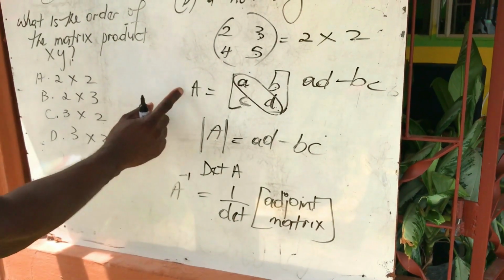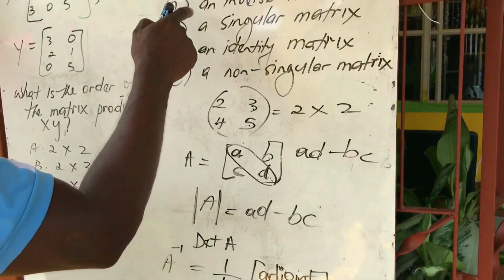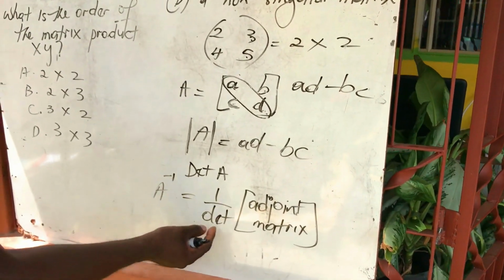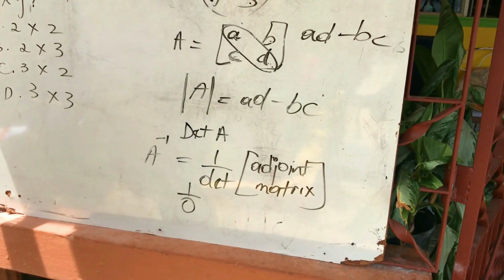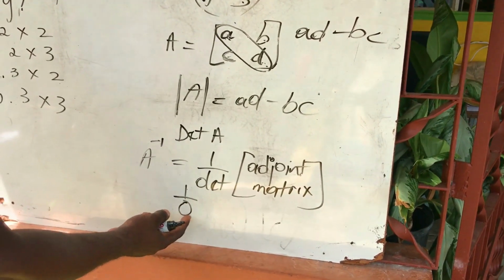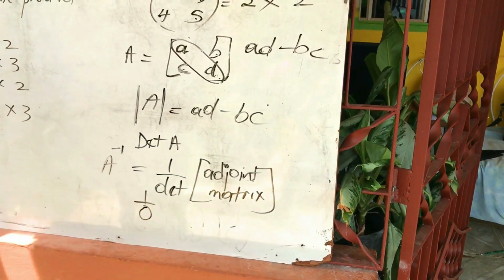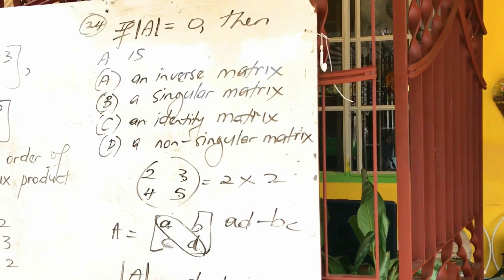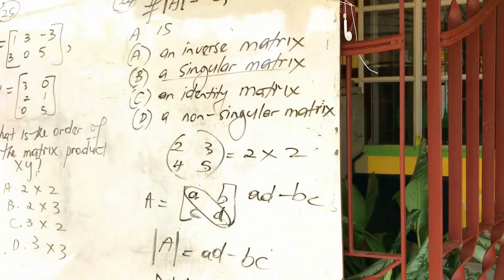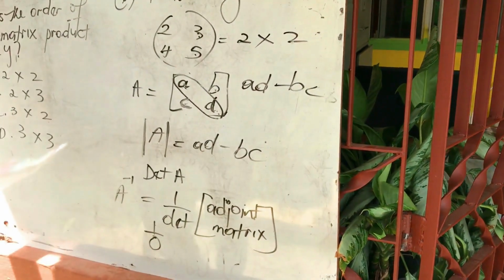Now if we have an inverse matrix and we have 1 over the determinant here, then if the determinant equals 0, please look, if the determinant is 0 and we divide 1 by 0, we know that this is not possible because it is undefined. So if the determinant of a matrix is 0, then it will not have any inverse. And so what we call it is a singular matrix. So a singular matrix is any matrix that has a determinant of 0 and it will not have an inverse.